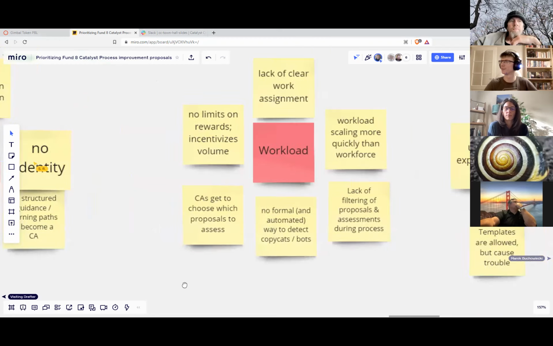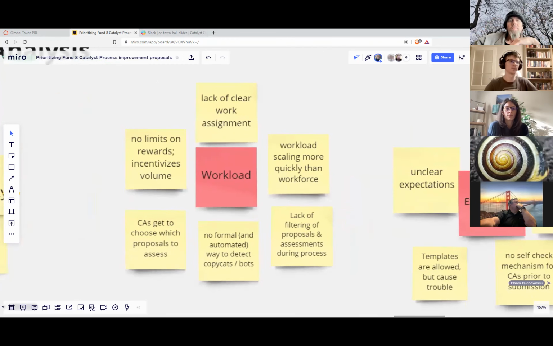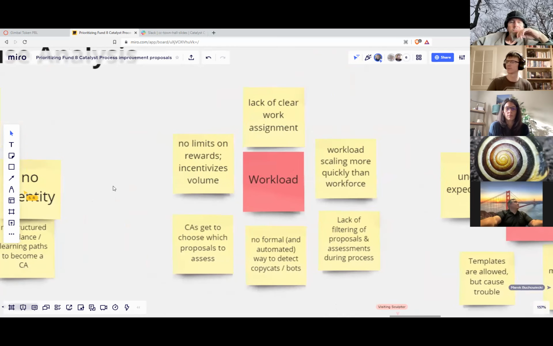Yes, you can. All right, so workload. So another root cause is workload. There's a lack of clear work assignment. The workload is scaling more quickly than workforce. A lack of filtering of proposals and assessments during process. No formal and automated way to detect copycat bots. CAs get to choose which proposals to assess. No limits on rewards, incentivizes volume.